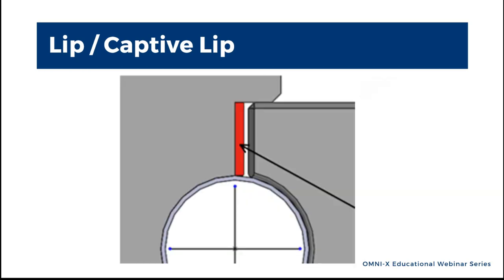Here you can see where the vertical overhang extends past the tube center line, illustrating a lip feature. This helps prevent the tube from popping up or down during bending and effectively eliminates markings.